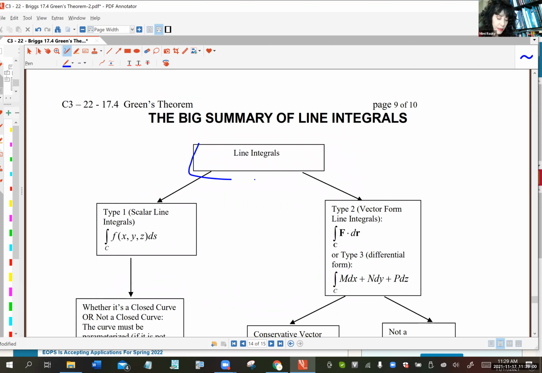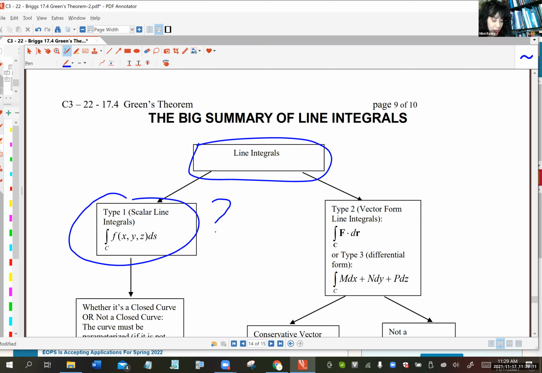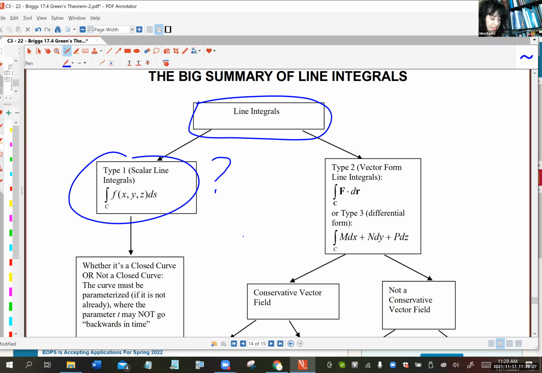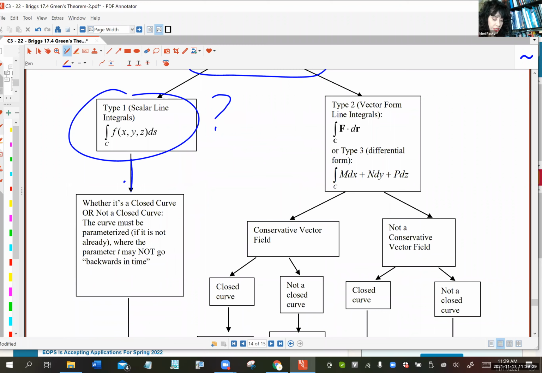So take a look. Let's say somebody gives you a big old line integral to go do. You're like, oh man, what do you do? Well, follow my flow chart. Is it a type 1 line integral? That would mean it's one of those scalar line integrals where you're not finding work done by a vector field, because there's no vector fields involved at all. You're looking at some density function and figuring out the mass of a wire. Okay, if that's the case, then whether it's a closed curve or not a closed curve, you're stuck.